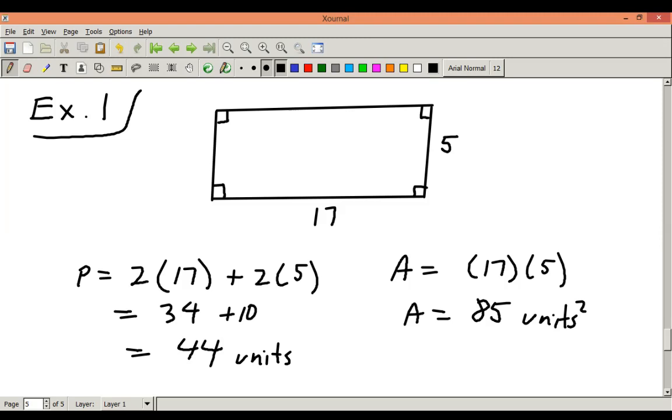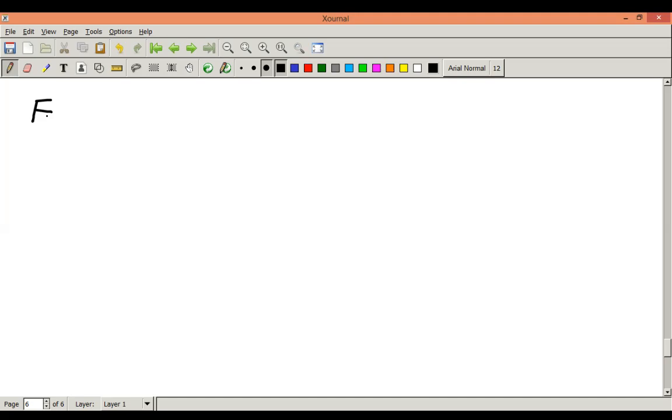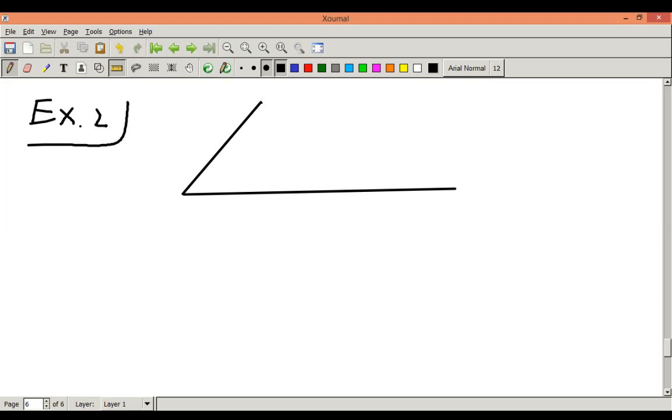Let's do next a triangle. For example 2. Okay, so this time I'm going to draw my triangle like this.